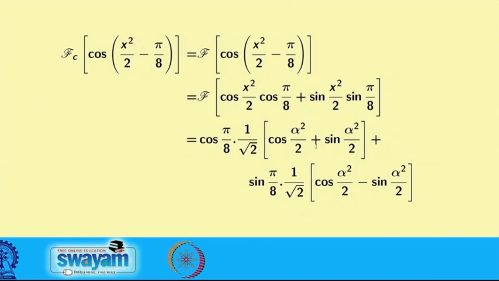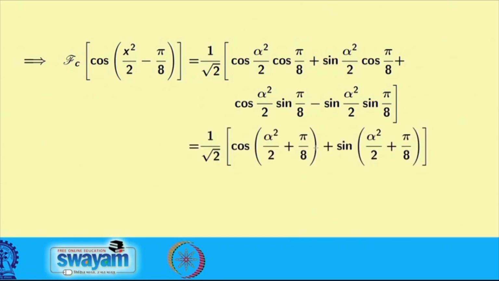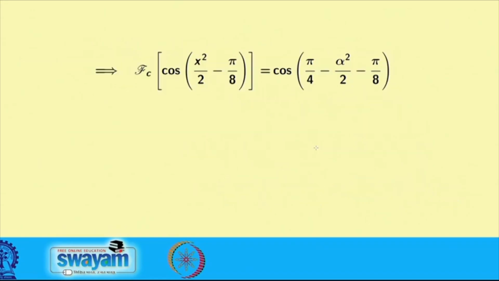Here also, for the second term, sin square x by 2 into 2 sin pi by 8 into the Fourier transform of sin square x by 2, I am writing. Now, I am just using the trigonometric properties. Using the trigonometric properties, I am writing this in this particular form, and here again I am replacing 1 by root 2 in one place by cos pi by 4, in another place by sin pi by 4. So that the cos A cos B plus sin A sin B form can come.